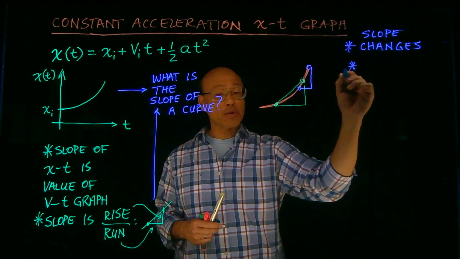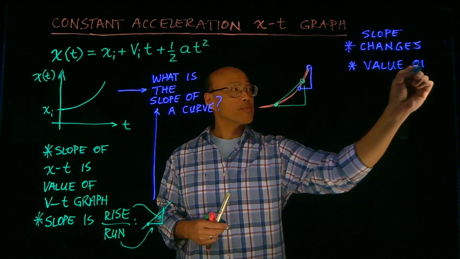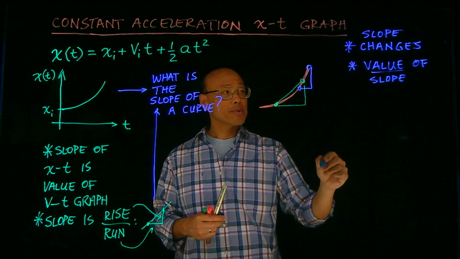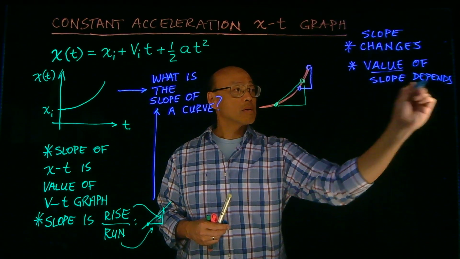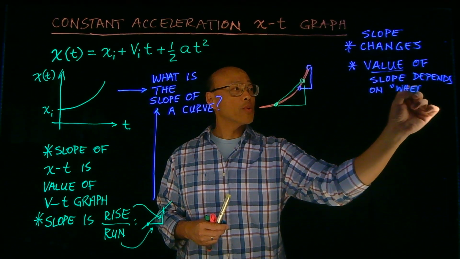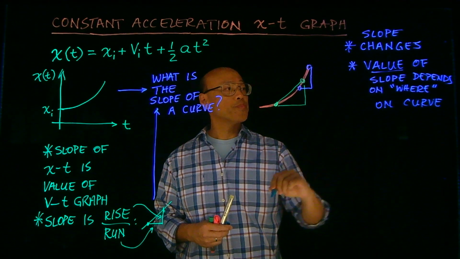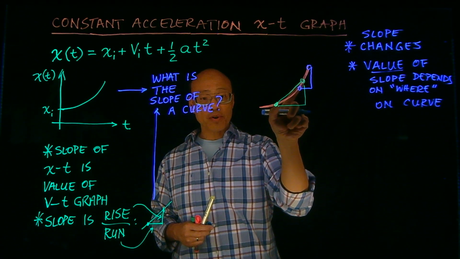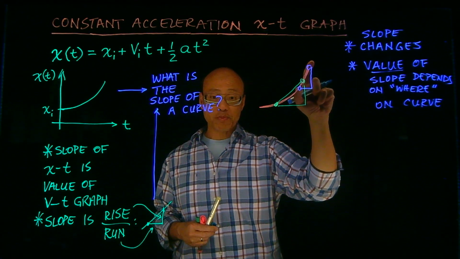Also, the numeric value, the actual value of the slope. So now I'm talking about like a calculable number. The value of the slope depends on the location, on where you are, where on the curve you're measuring the slope. Okay? So for example, when I'm on this part of the curve, my slope seems less. When I'm on this part of the curve, my slope seems more.